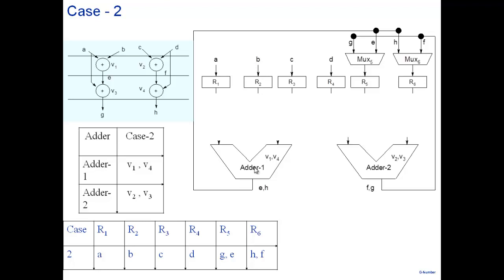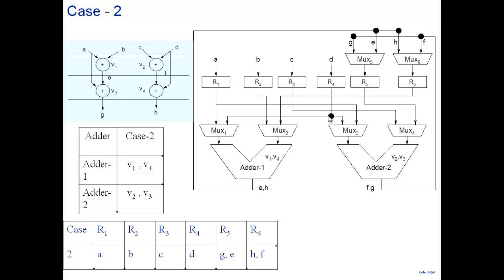Now, where does adder 1 receive inputs? Adder 1 is adding A and B. And also adder 1 is adding V4. V4 is what? F and G. So how do I share it? We put a mux. Sometimes it will receive from R1, sometimes it receives from this R2, sometimes it may receive from here. So I share. Okay?